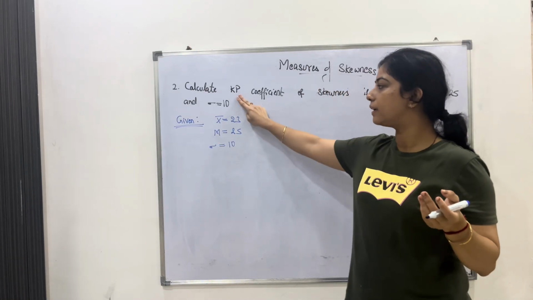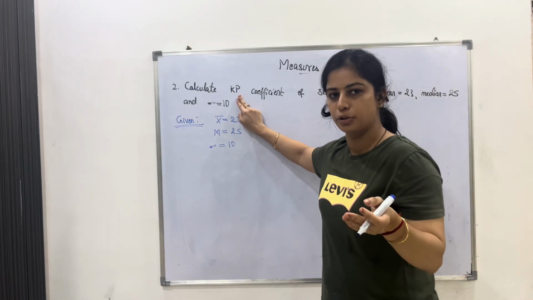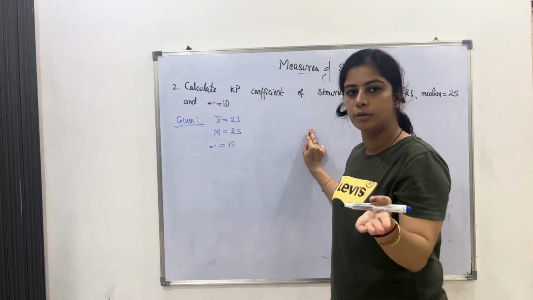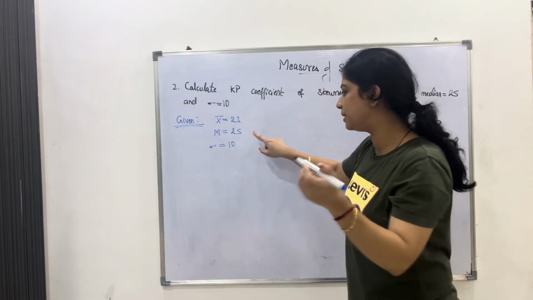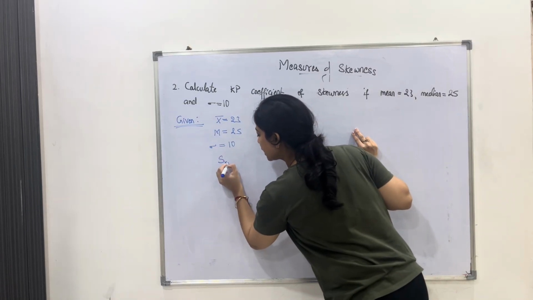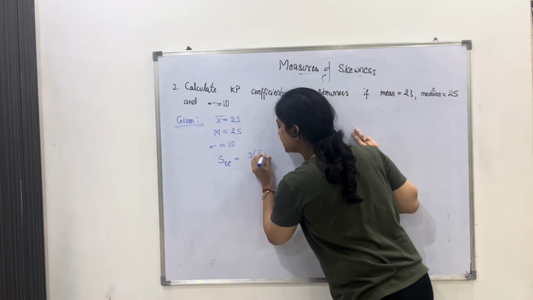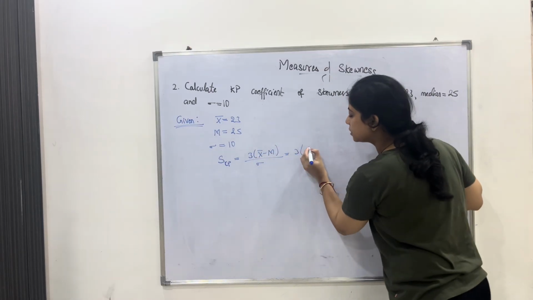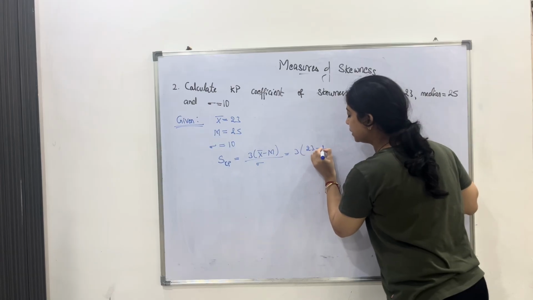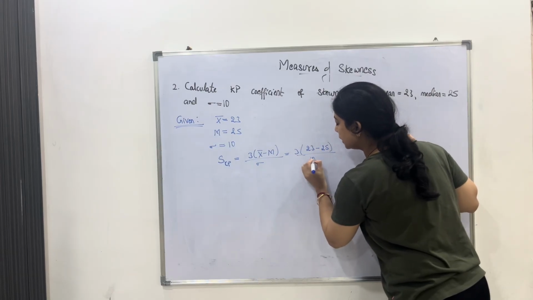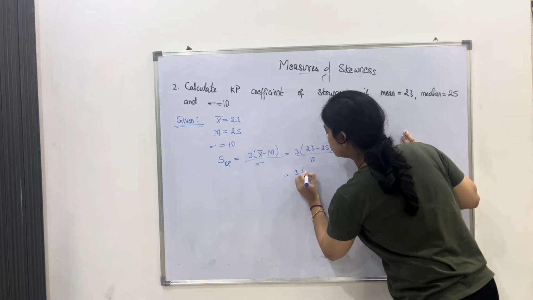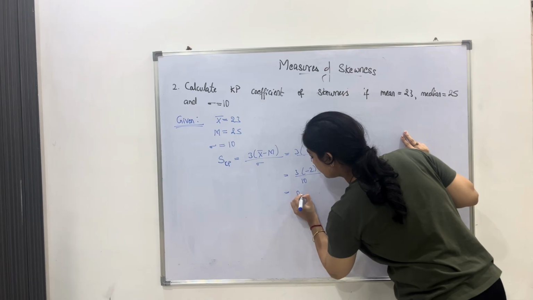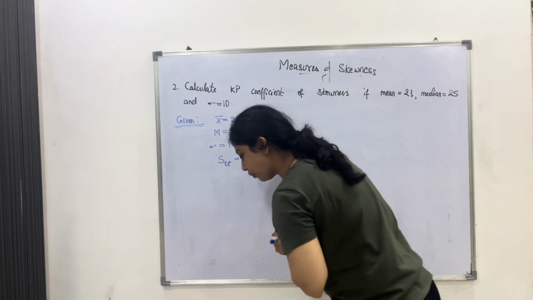So now they're asking us to find Karl Pearson. So already it is mentioned Karl Pearson is to be used. But in Karl Pearson again we have two, median formula and mode formula. But in this case median is given. So we will be applying Karl Pearson formula for median: 3 times mean minus median by standard deviation. So 3 times mean, which is 23, minus median, which is 25, divided by 10. Which is 3 into minus 2 upon 10. Minus 6 upon 10. Minus 0.6.